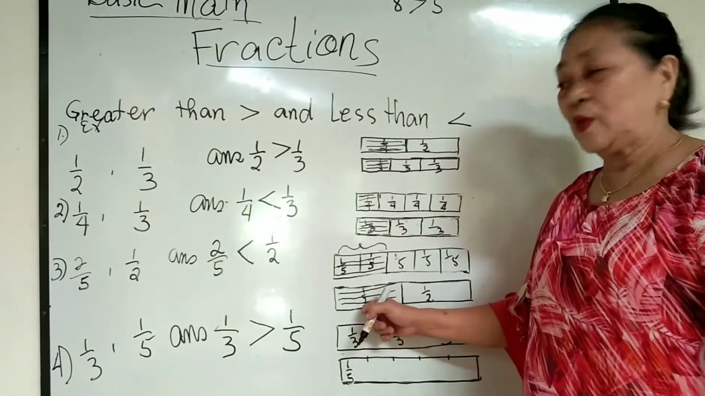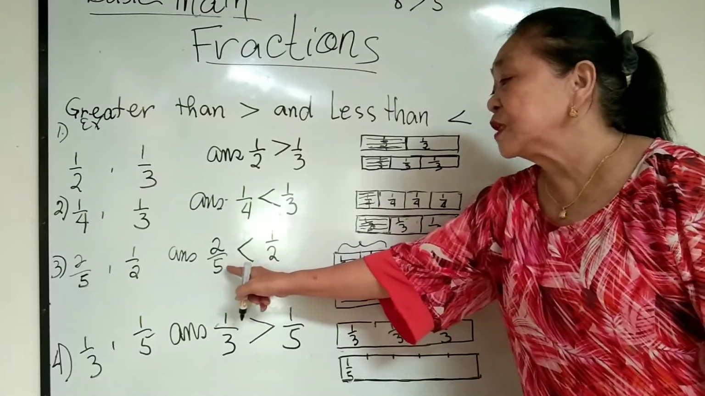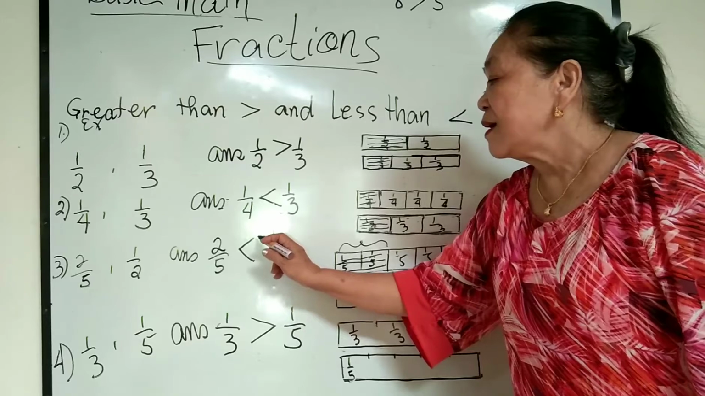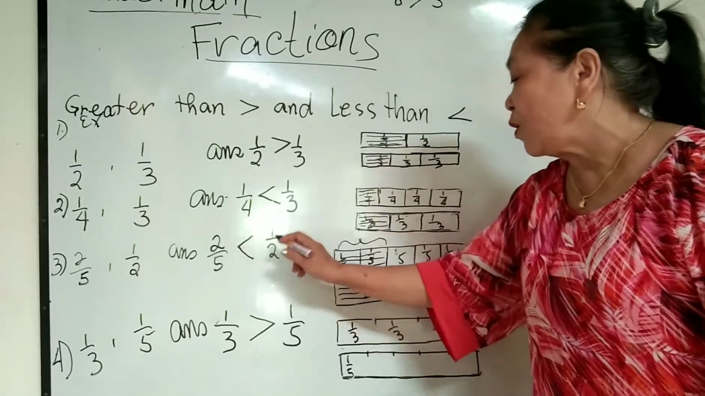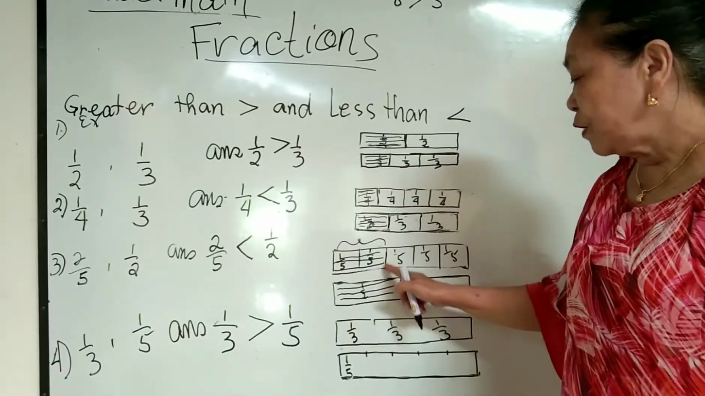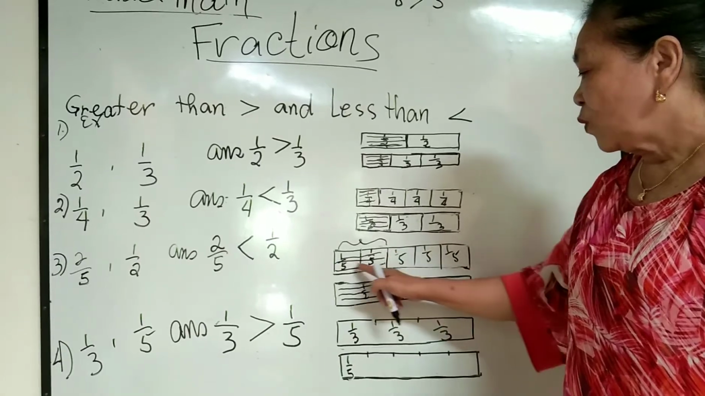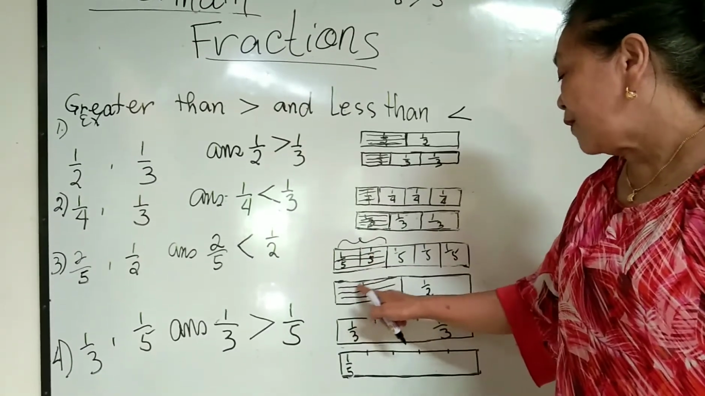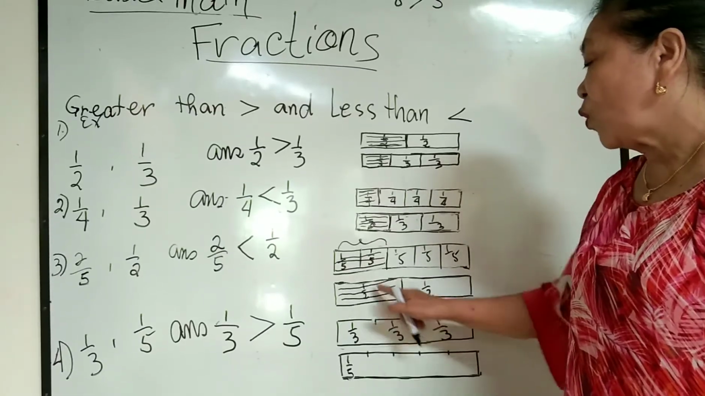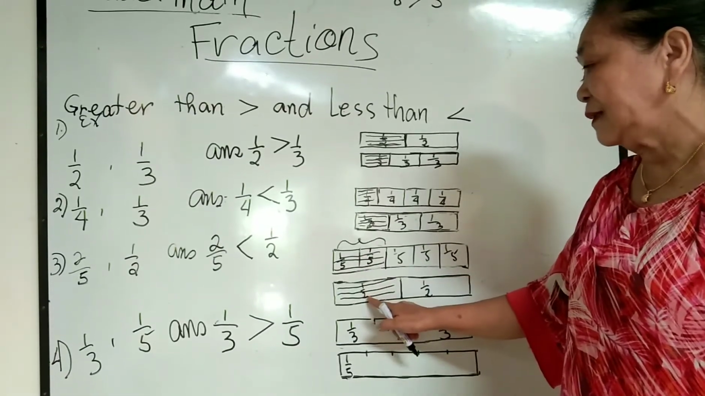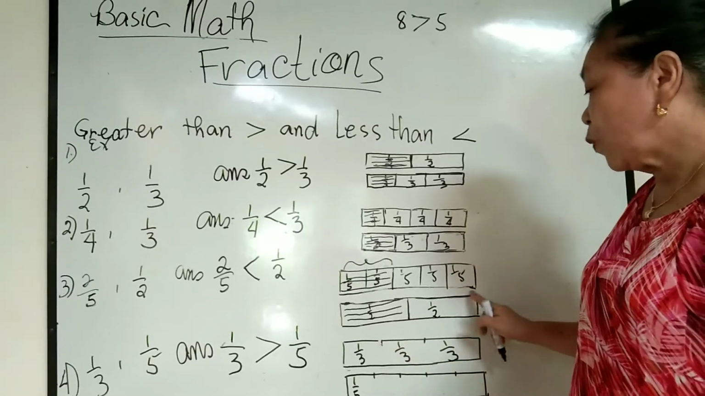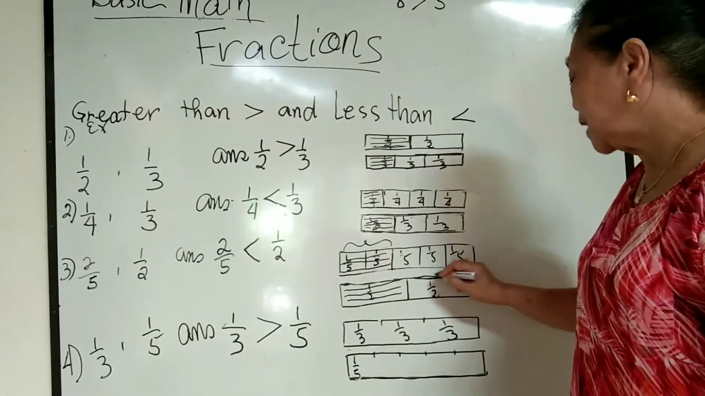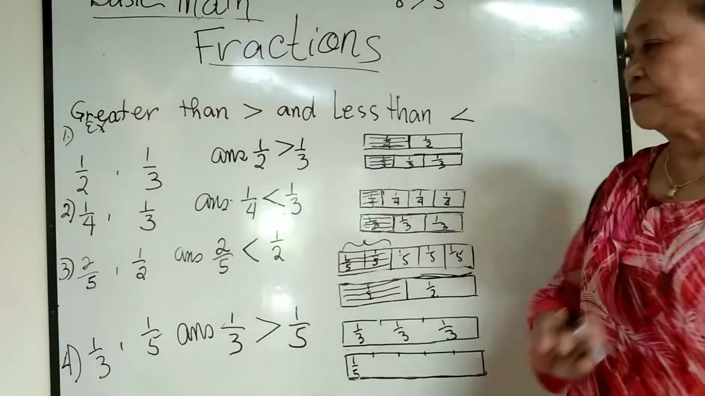So you will choose 1/2. Since 2/5 is written first, we're going to have 2/5 is less than 1/2. Look, 2/5 is only here. 1/5, 1/5, that is already 2/5. And we have here 1/2. So 2/5 is less than 1/2, granting they have the same piece of paper, this one and this one.